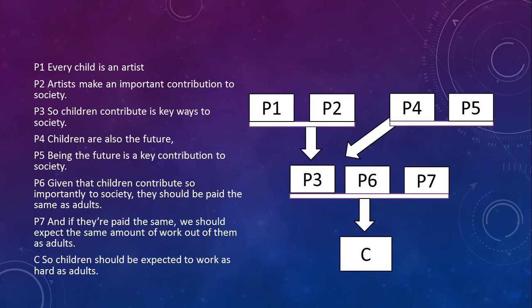Is it possible for the chain for P3 to lead to P6 to lead to P7 to lead to the conclusion, or is it not? Would it be correct if you had done it that way, given the way that it was formulated? Because it says given that children contribute, if they contribute, they should be paid the same as adults, and if they're paid, they should be expected to work the same way. So therefore, they should be expected to work the same as adults. Can't you see that as each leading to the other, rather than being dependent to lead to that conclusion?